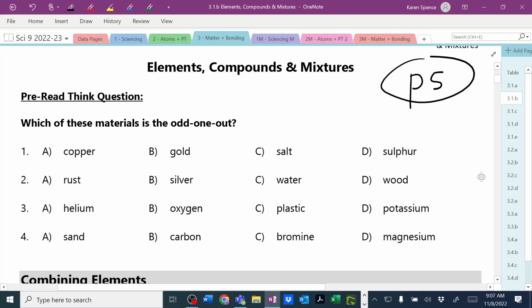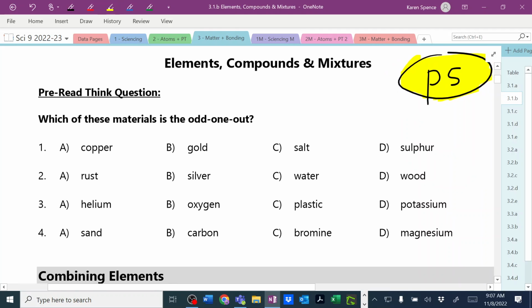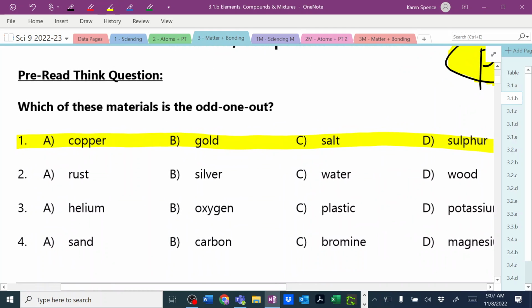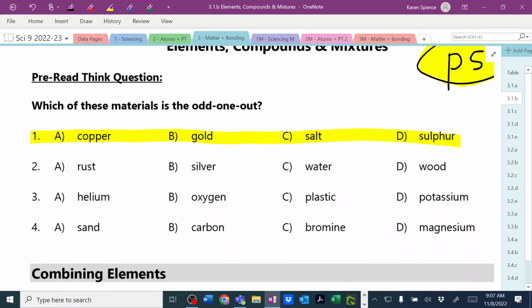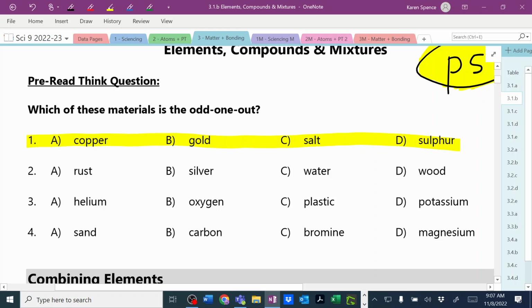We are on page 5. I would like you to figure out, of all of these ones in number 1, which one is the odd one out? Which one doesn't belong with the others? I'm going to give you a minute, chat with your partner about it. Once you have decided, check your answer with your partner. We have copper, gold, salt, and sulfur.